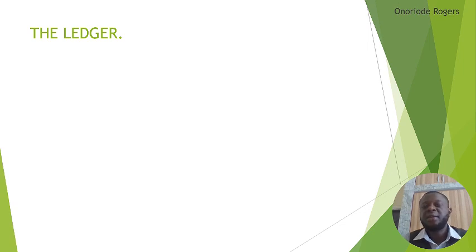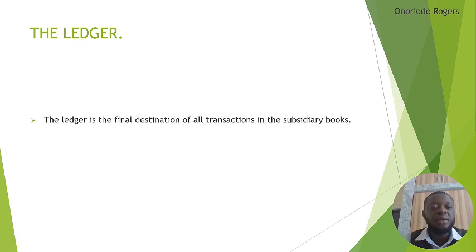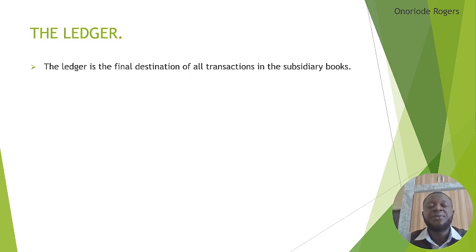What is the ledger? The ledger is defined as a book which contains, in a classified and summarized form, a permanent record of all transactions. The ledger is used for the double entry principle. The ledger is the final destination of all transactions in the subsidiary books of account. All the transactions that were recorded in the subsidiary books of account find their way to the ledger, which is their final destination. Now, it is the most important book of account.